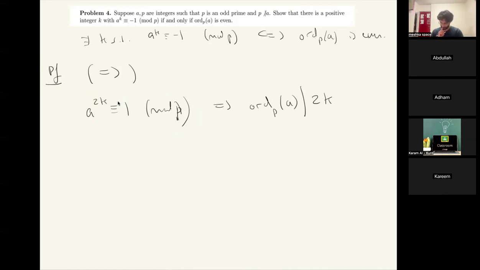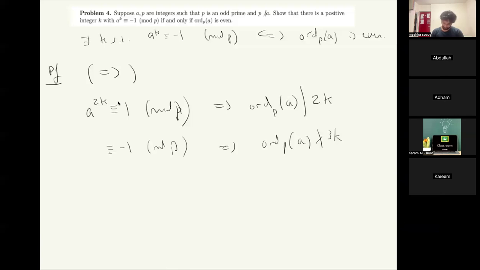However, a to the k is congruent to -1, so the order does not divide k. In fact, we don't need 3; we can just say a to the k is -1, so we can say the order does not divide k. So you end up with the order not dividing k, but dividing 2k, so it has to be even. Great, excellent.